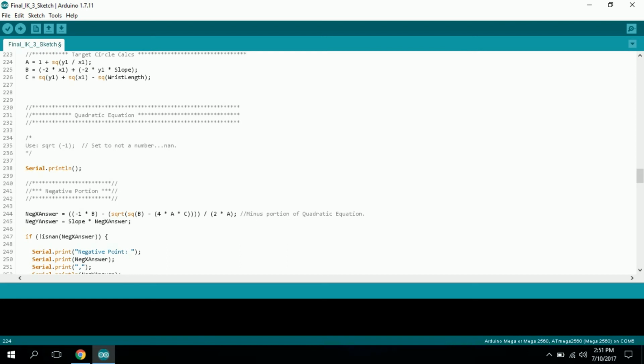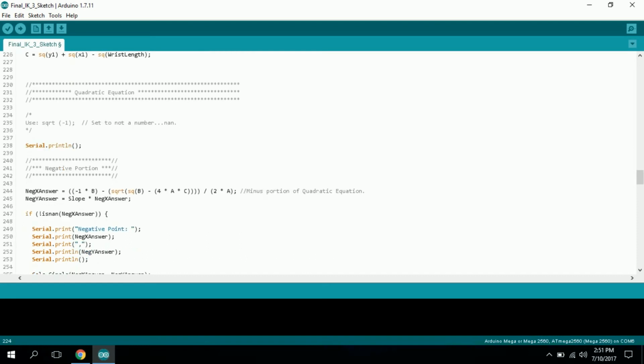And I actually made note here. If you need to set something to not a number, you set x equal to the square root of minus 1, and you'll get not a number. So I just kind of put that information in there in case I needed to use it. I never needed to use it, but I wanted it there.